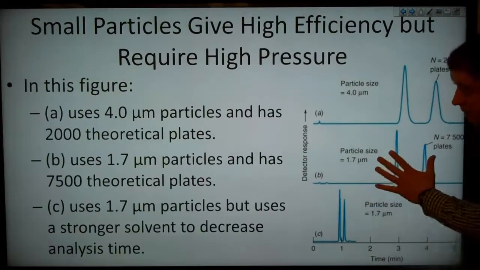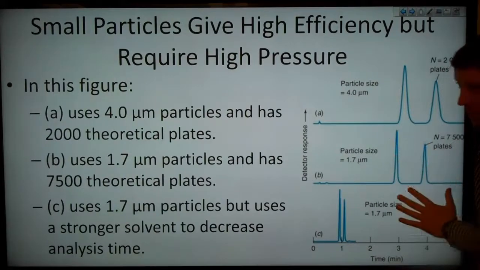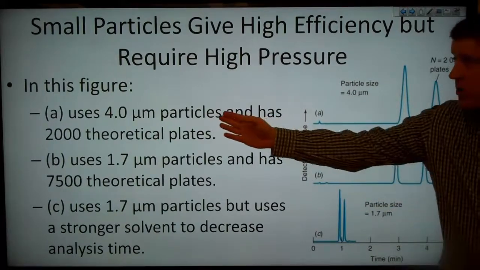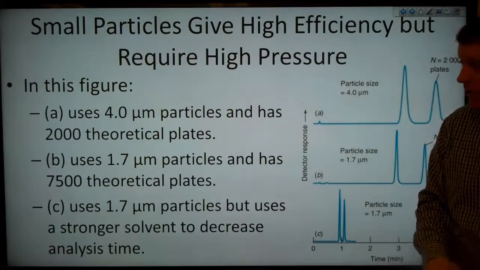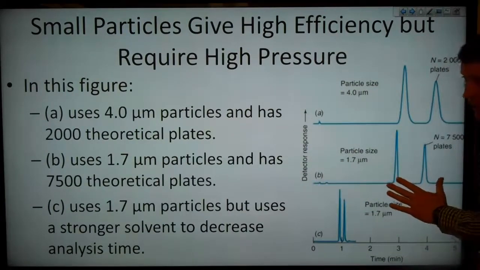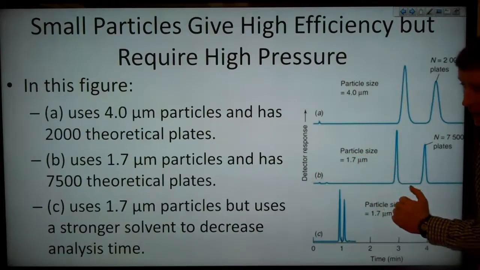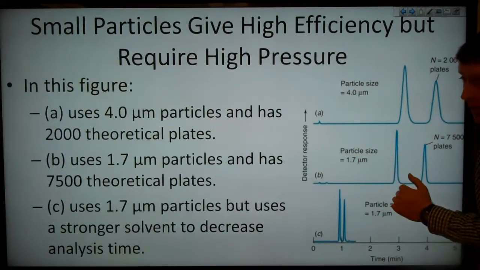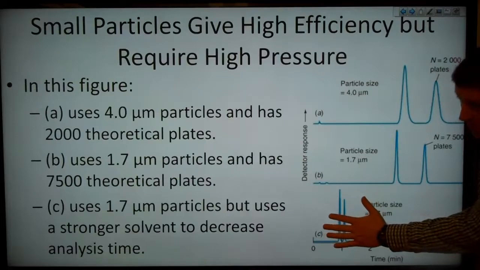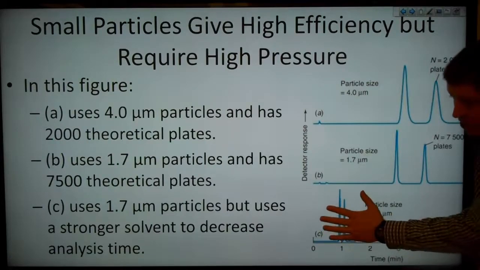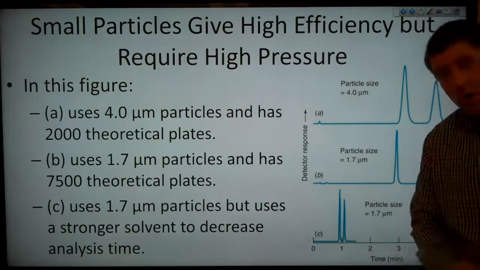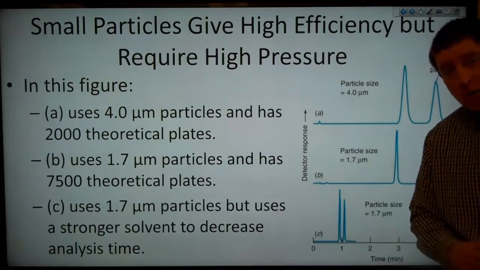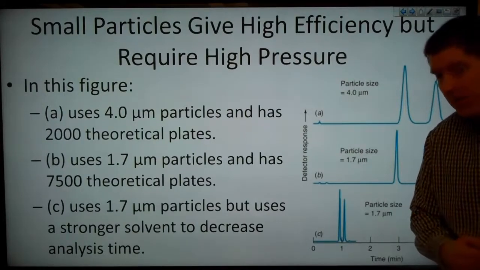So, in this figure here, we have 3 chromatograms, A, B, and C. A uses 4 micron particles and has 2,000 theoretical plates. B here uses 1.7 micron particles and has 7,500 theoretical plates. C uses 1.7 micron particles but uses a stronger solvent to decrease the analysis time. That is, we're lowering the retention factor of our solutes on the column in that stationary phase.